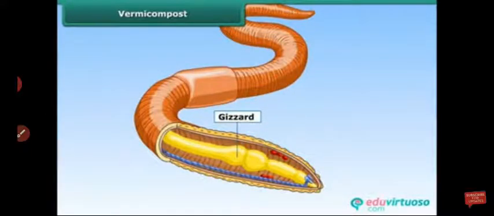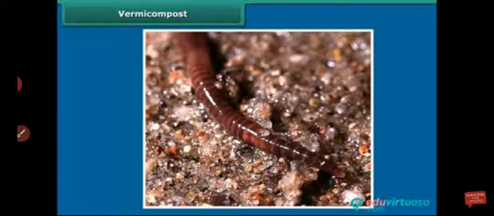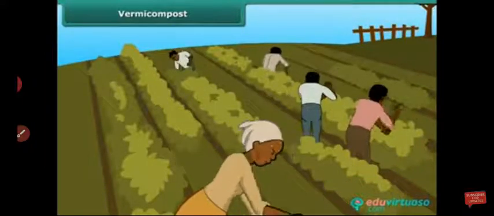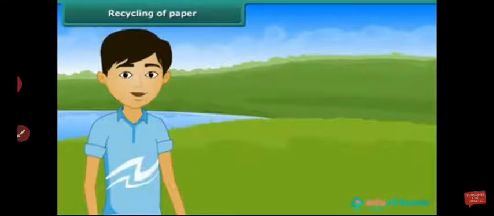Earthworms have a special structure, the gizzard, which is a digestive tube. They don't have any teeth to digest the food. Earthworms survive under moist conditions. And the product from the vermicompost is used in agricultural land.